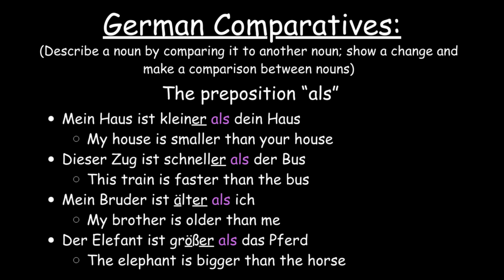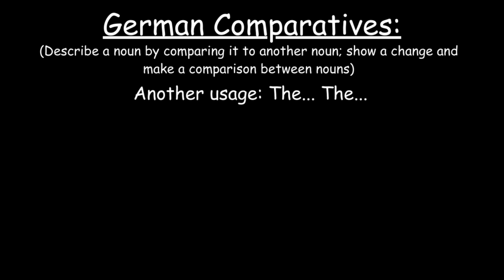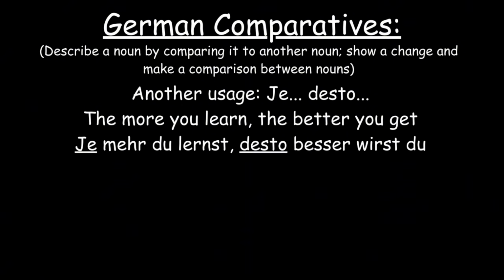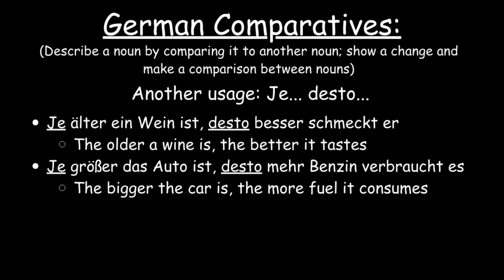This is how comparatives work in context, but another usage they have is the construction "the... the...", such as "the more you learn, the better you get." In German, this construction is made with the words je, desto, like je mehr du lernst, desto besser wirst du. In the example, we have an irregular comparative, besser, which I'll explain in a minute. Other examples are: Je älter ein Wein ist, desto besser schmeckt er. Je größer das Auto ist, desto mehr Benzin verbraucht es. This is how the comparative construction je, desto works in German.